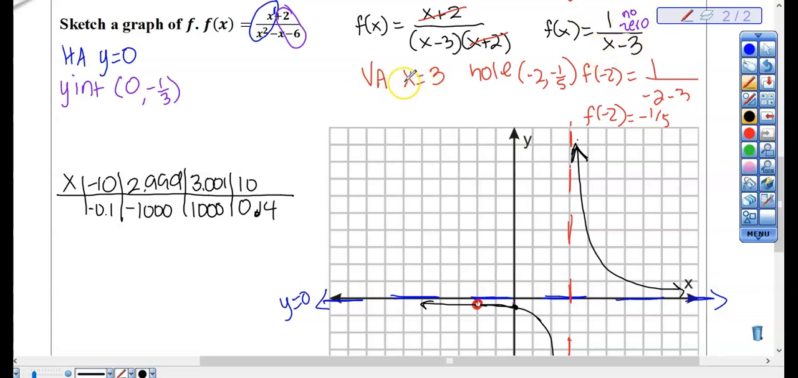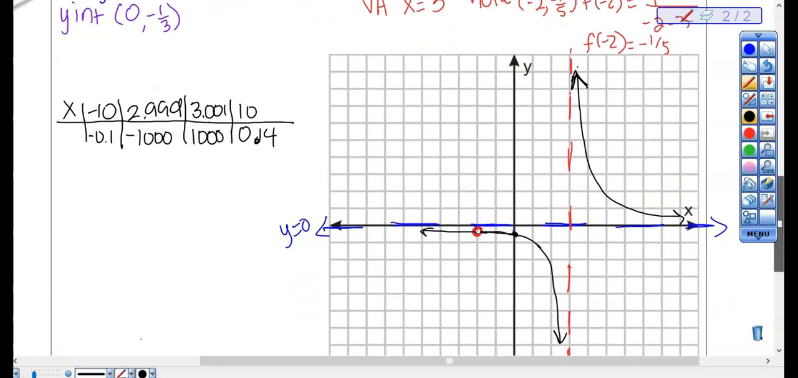Vertical asymptote x equals 3 and a hole at (-2, -1/5). We plugged in a couple values after we drew our graph. You got your critical points in there. And you can see that this graph is very similar to the last one that we did. Maybe just shifted down one space, but there you go. So that's graphing when you have a hole.